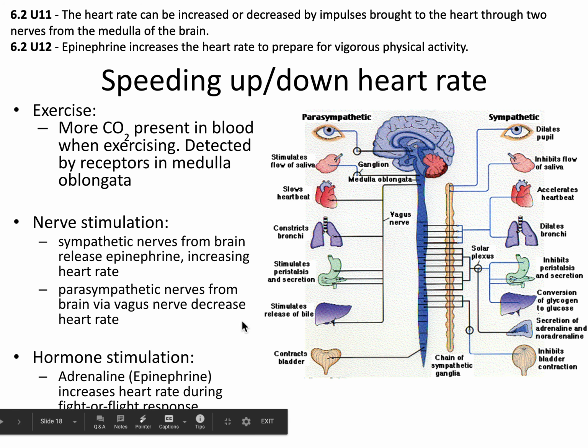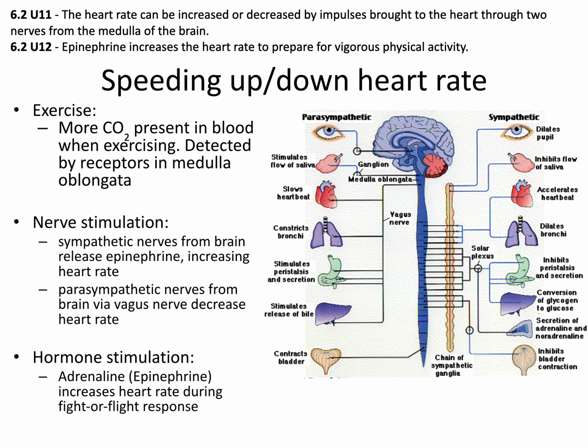Also, there's hormone stimulation, where if you are ever in a situation where you have to have vigorous physical activity, for example, the fight or flight response. If you are in a dangerous situation, your body is going to release a ton of adrenaline or epinephrine to increase your heart rate so that you can either fight or run as fast as you can.